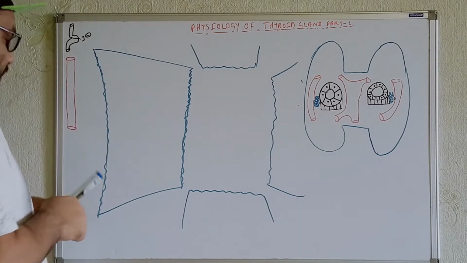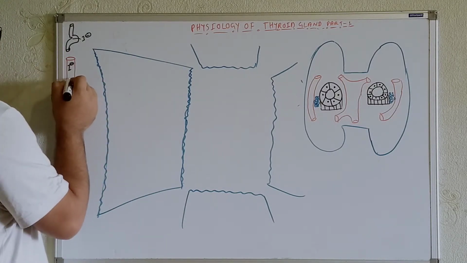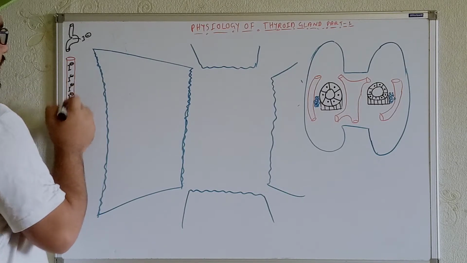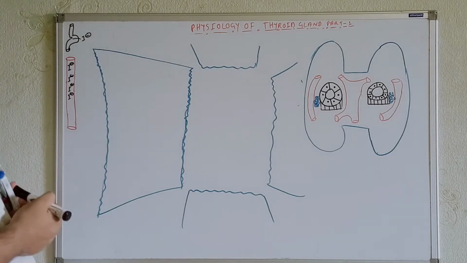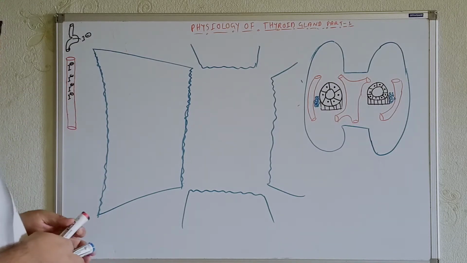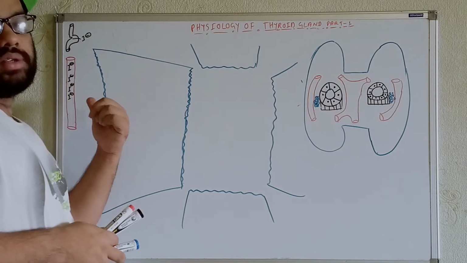Okay, let's use a different color. We have the iodide in the circulation from the GIT. Now try to understand this iodide: it's a charged molecule, and as we know, the membrane is not permeable to charged, polar molecules. Another thing: the concentration of iodide is usually higher outside of the cells.